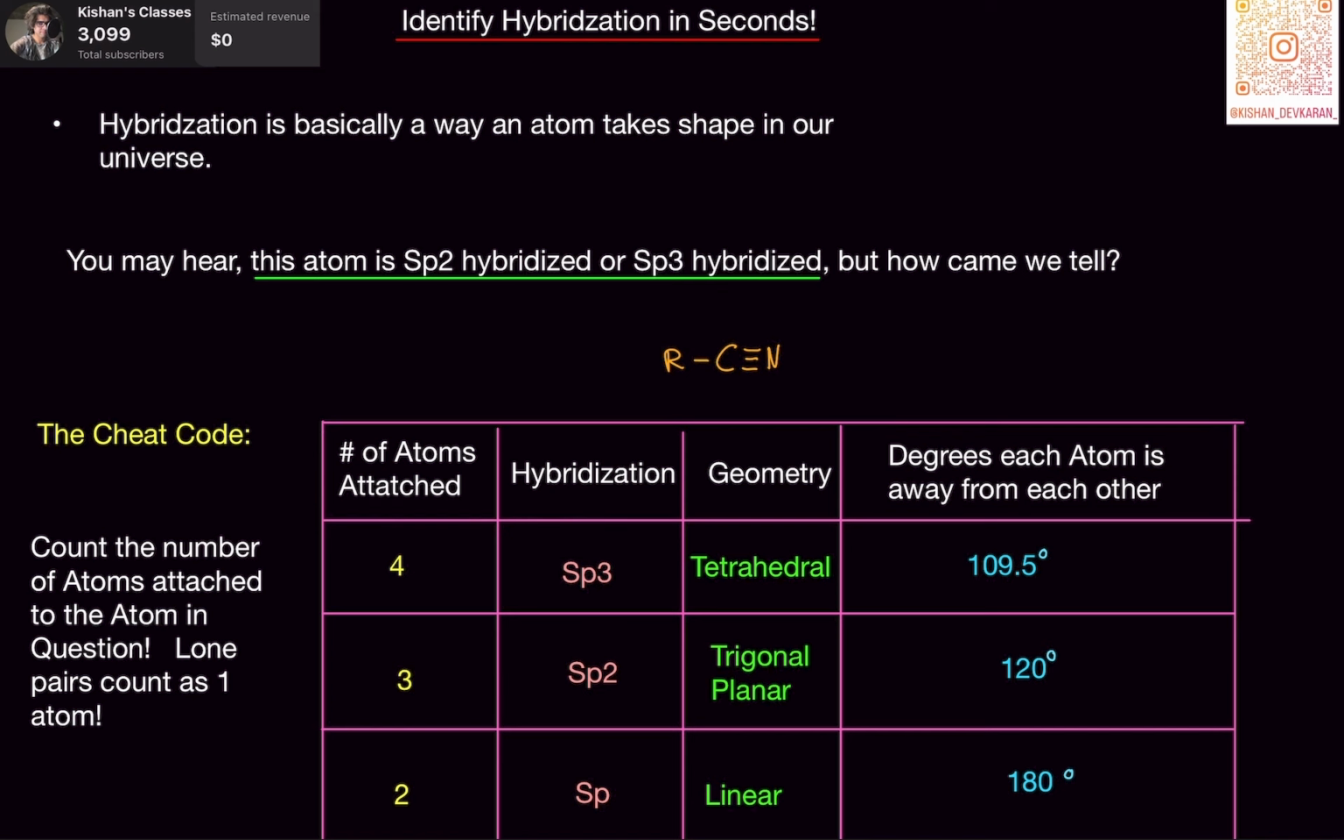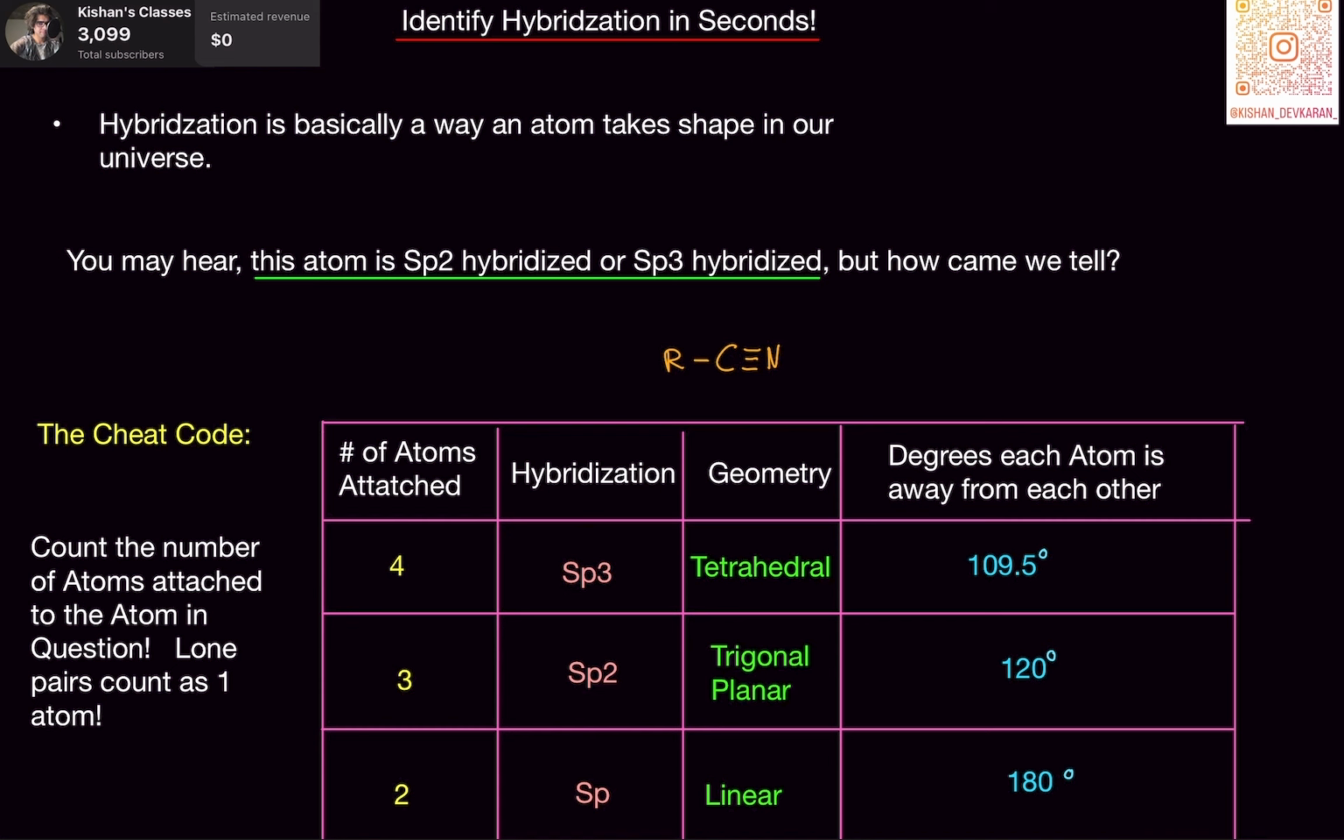There is one exception to this rule. If your atom of interest participates in resonance of any kind, it is automatically sp2 by default. Even if it has 4 atoms attached to it, it's sp2. It's not sp3. That is the exception. Let's go with the geometry now. If you have 4 atoms attached, then therefore it is sp3, if it's not participating in resonance. If it's sp3, it's a tetrahedral geometry.